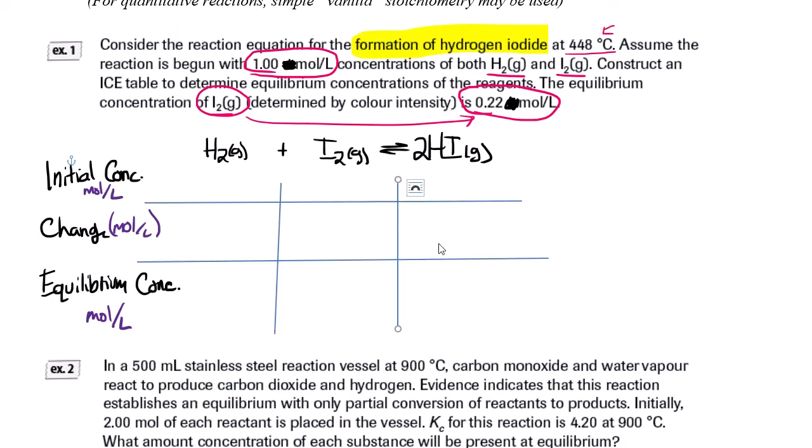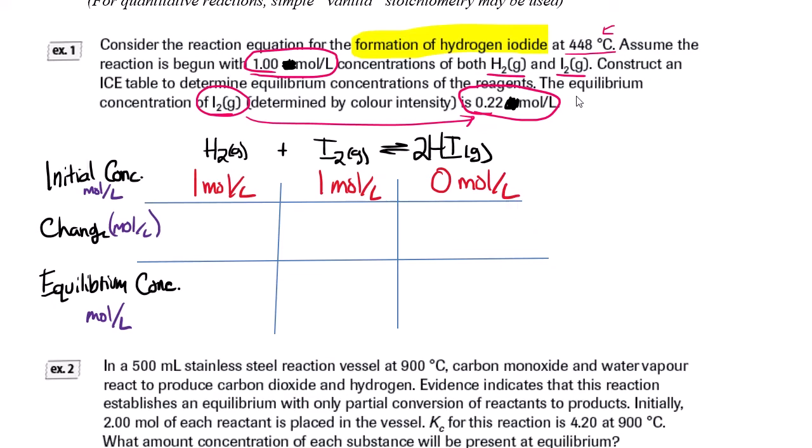I know some of these values, but I don't know all of them. So let's see what we know. My initial concentrations of both of these reactants were 1 mole per liter. And I'm not told what my initial concentration of my product is, but for these types of questions, if you're not told what your initial concentration of your product is, you can assume that the initial concentration of the product was 0. Because if there was something there, we would have told you about it. So my initial concentration of my product, then we can assume, is 0 moles per liter.